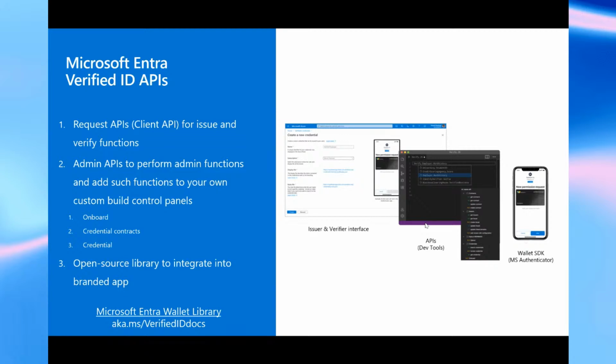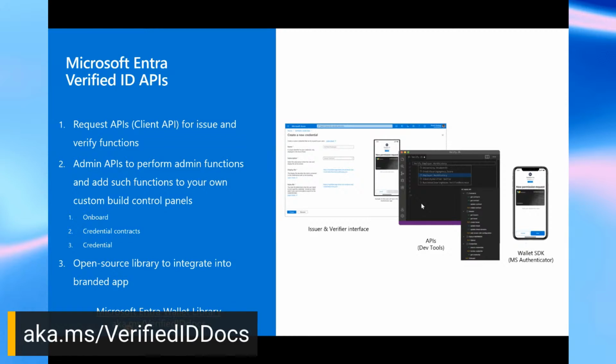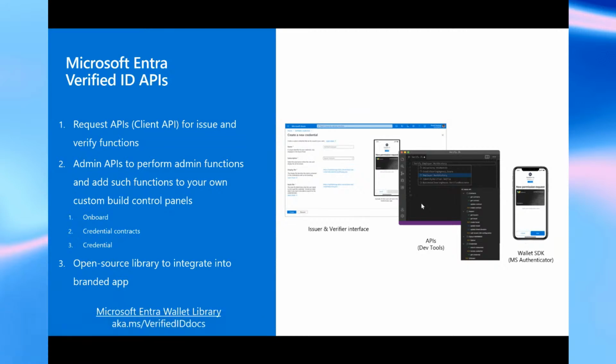But let's say you have your own mobile app and your users are more comfortable using that, then you could always take this verified ID wallet SDK and make it part of your existing business process. And you can see there is a link on the doc, aka.ms/verifiedIDdocs. You can read about how to use the wallet library. We have sections for both Android and iOS. And on the Android repo, you will find a sample wallet as well.